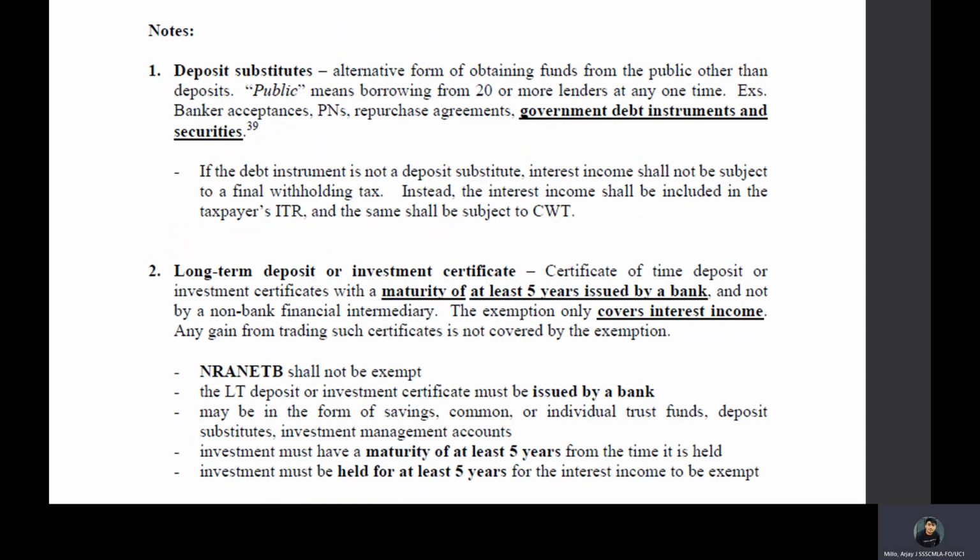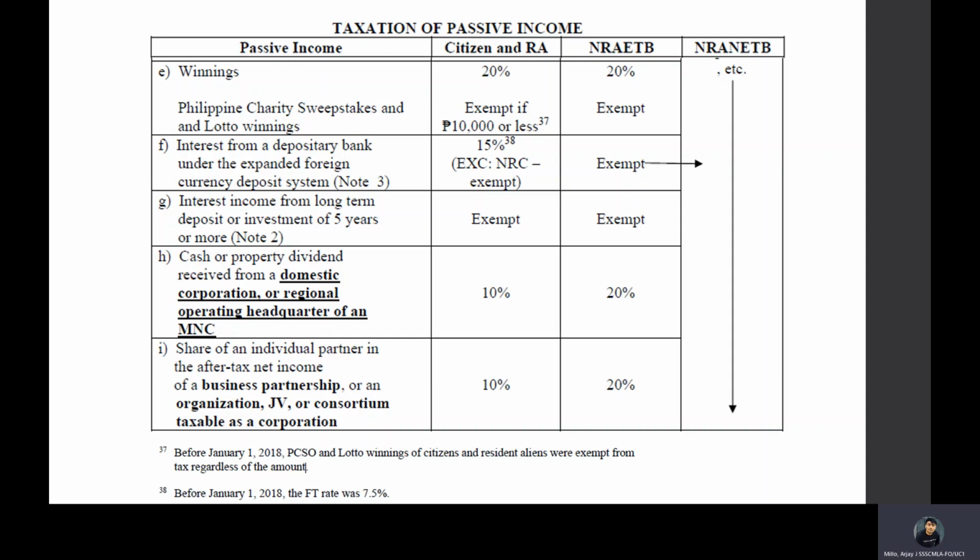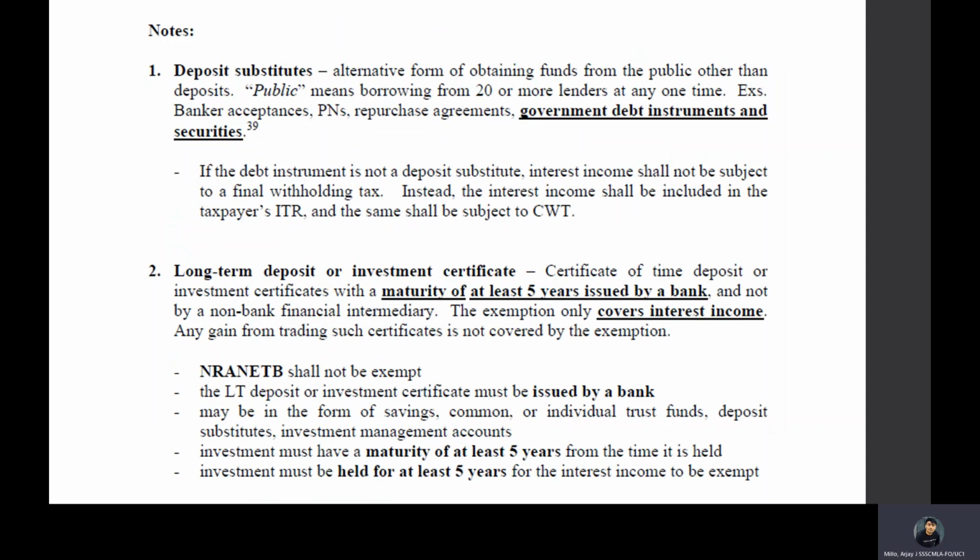So, ito yung mga sinasabi kong additional notes and guidance din sa mga types of passive income na dinisscuss natin. So, for deposit substitutes, ito daw yung alternative form of obtaining funds from the public other than deposits. So, technically, from the term itself, substitutes siya for deposit. So, public means borrowing from 20 or more lenders at any one time. So examples nito yung mga bankers acceptance, PNs, repurchase agreements, government debts and instruments and securities.